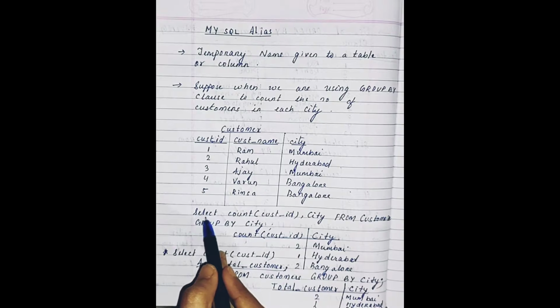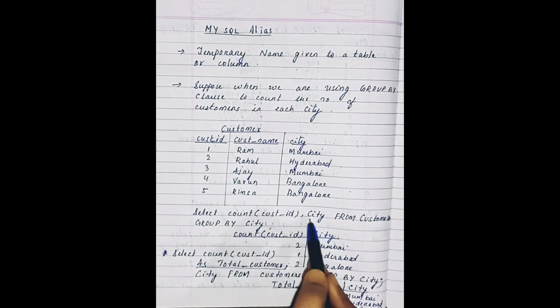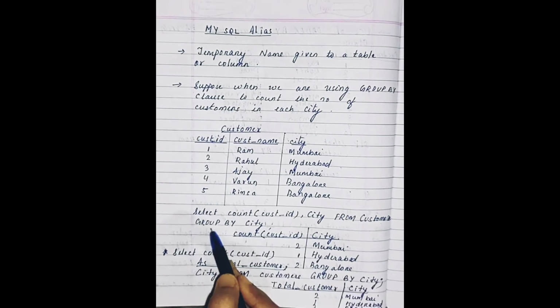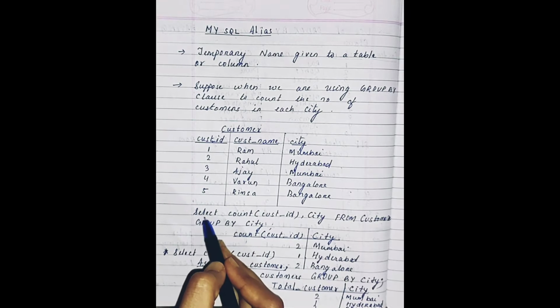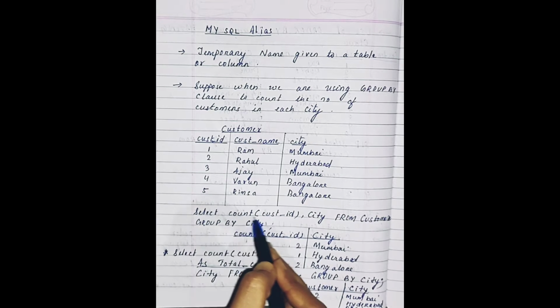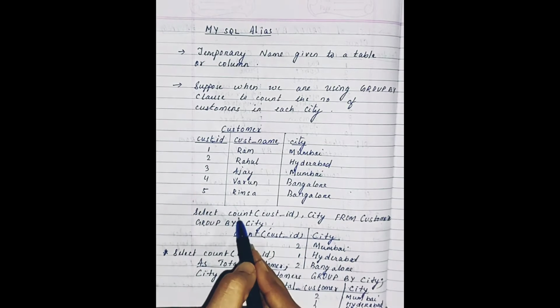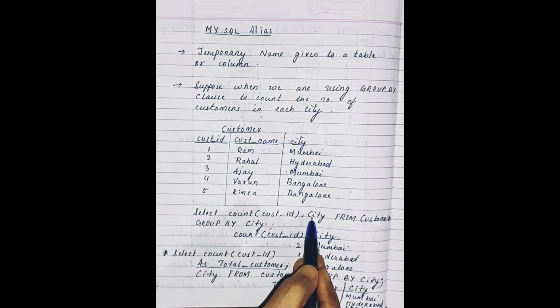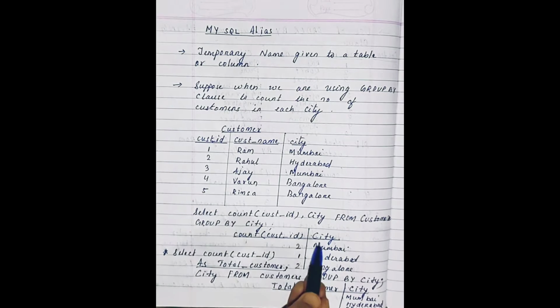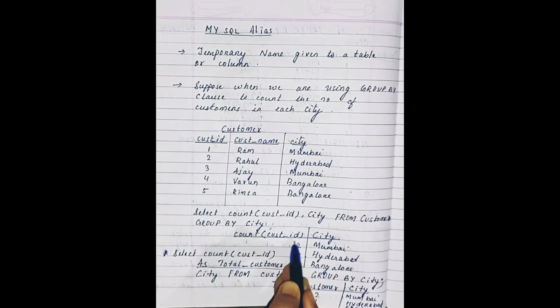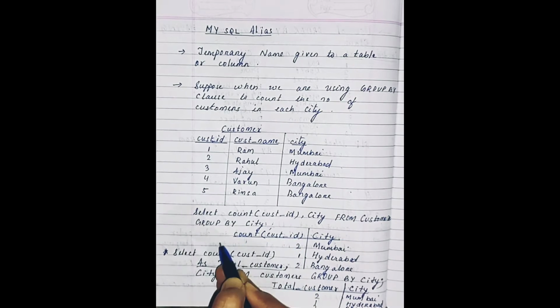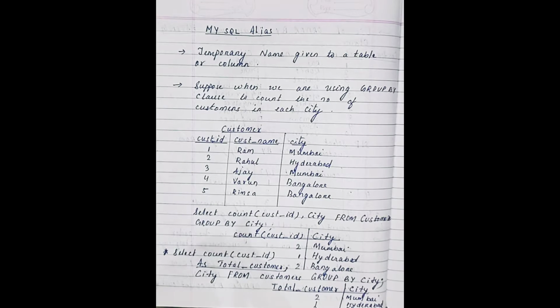So the query will be like this: SELECT COUNT(cust_ID), city FROM customer GROUP BY city. As we know, whatever we write after SELECT will be displayed as it is in the output section, like COUNT(cust_ID) will appear as COUNT(cust_ID), and city will appear as city. Suppose we want to change this COUNT(cust_ID) to some other name, any name we want, we can do that.